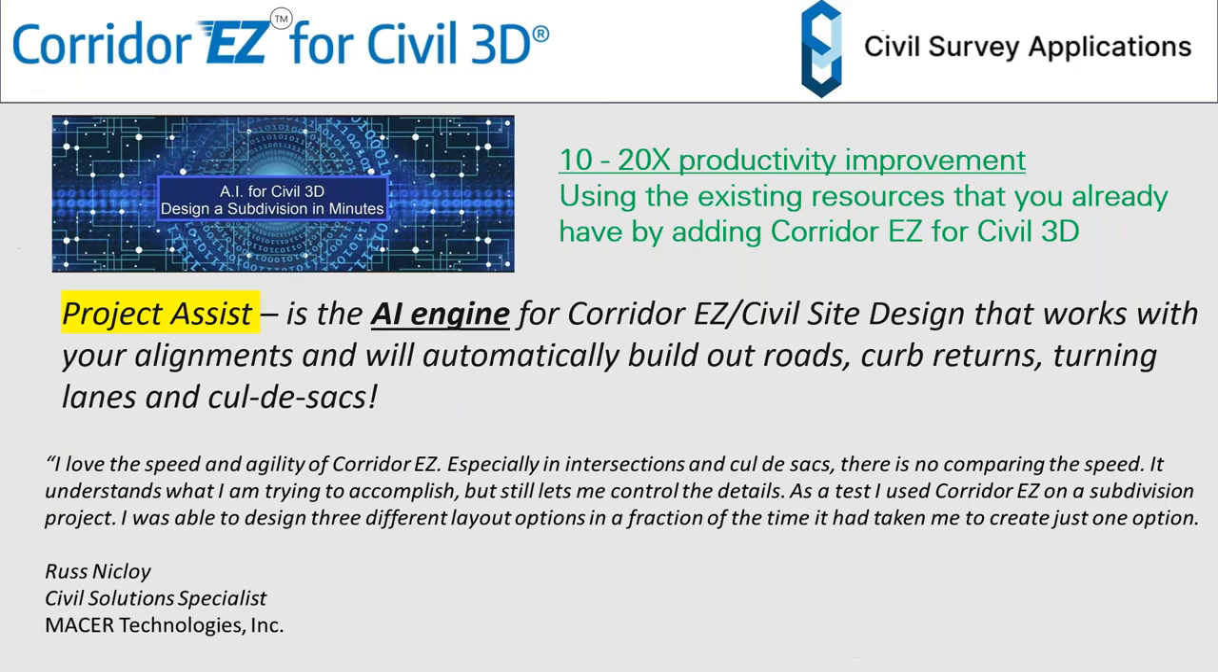So I mentioned the one thing. You're going to hear a lot from Ryan today on the big tool, which we call Project Assist, which is the AI engine for Corridor Easy. It's also in Civil Site Design too, because as I said, it came from that. But it really works with your alignments, and builds out your roads, curbs, curb returns, turning lanes, medians, cul-de-sacs, all those different things automatically for you.